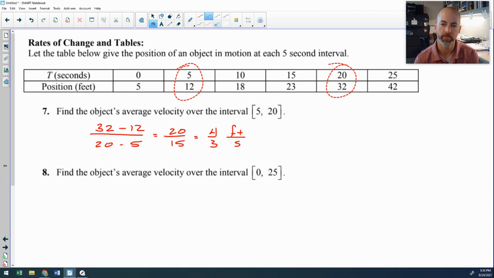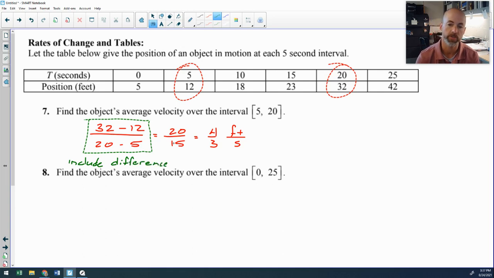And in these problems, I do want you to write the difference quotient. Start with the difference quotient. Include that difference quotient. I want you to get in that habit, because on the AP exam, if this is free response, they very likely will reduce points if you start with 20 over 15. They want to see that difference quotient. So include the difference quotient every time. Start by writing that. Then if you want to jump straight to the simplified version of 4/3, you can.